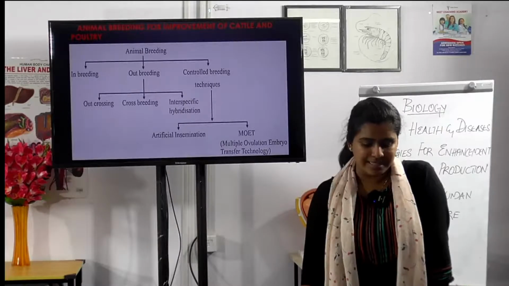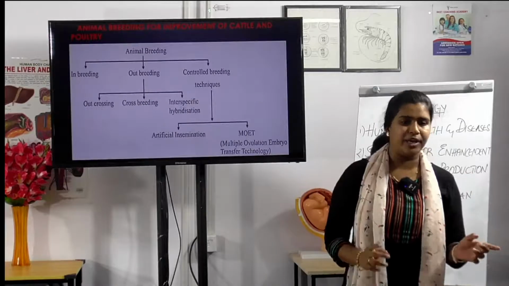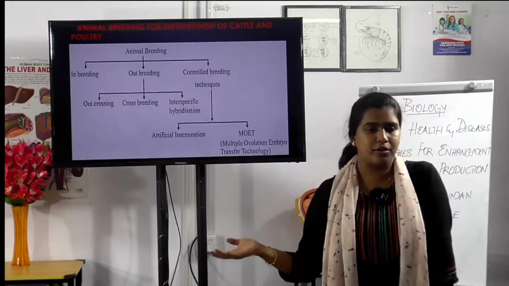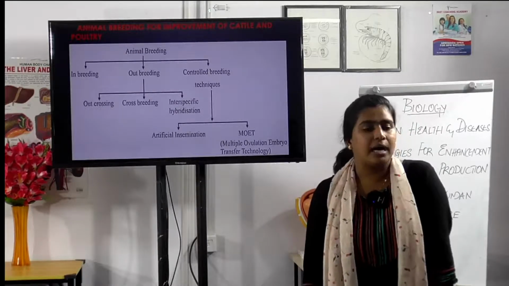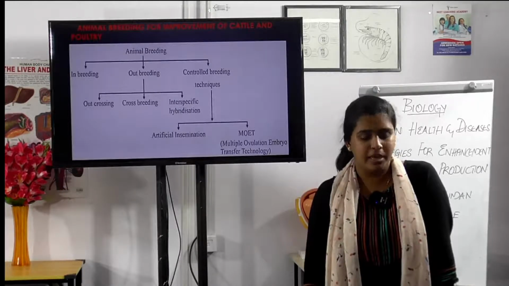And the last one is interspecific hybridization. Here, animals of one species are interbred with another kind of animal species. An example is the mule, an offspring from a male donkey and a female horse.